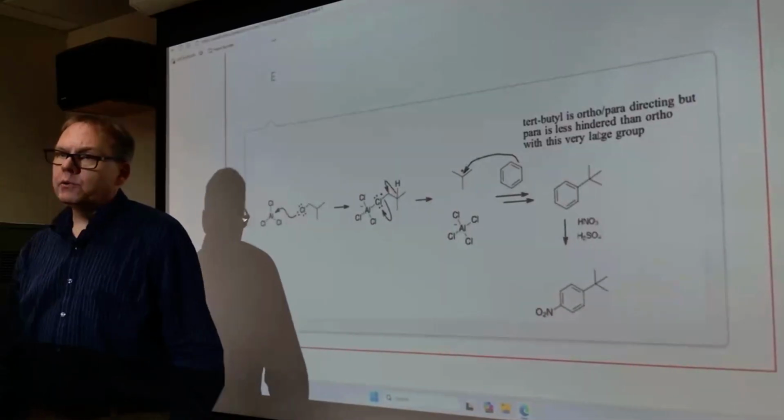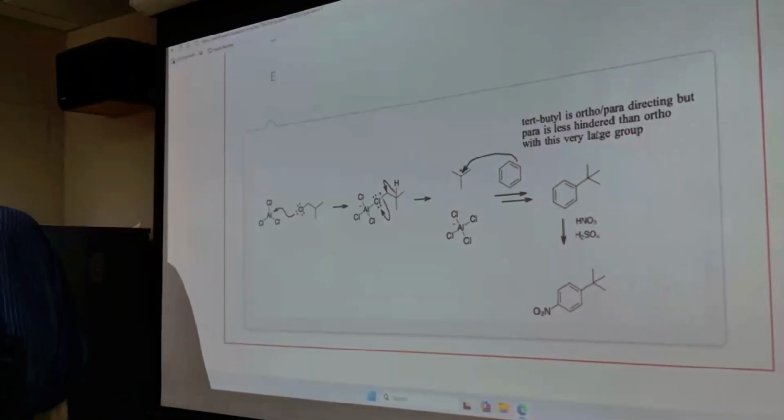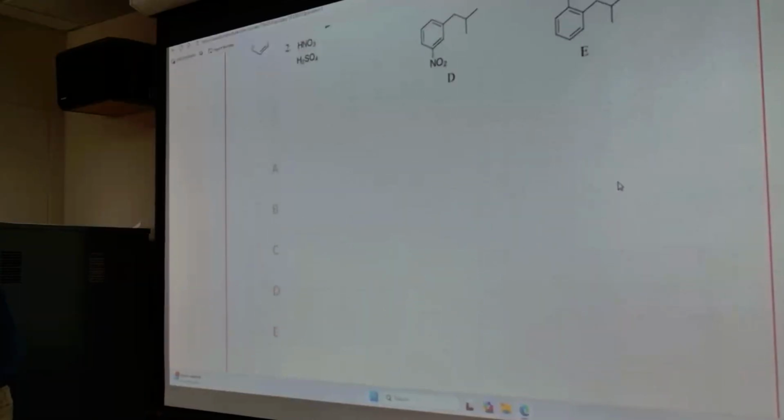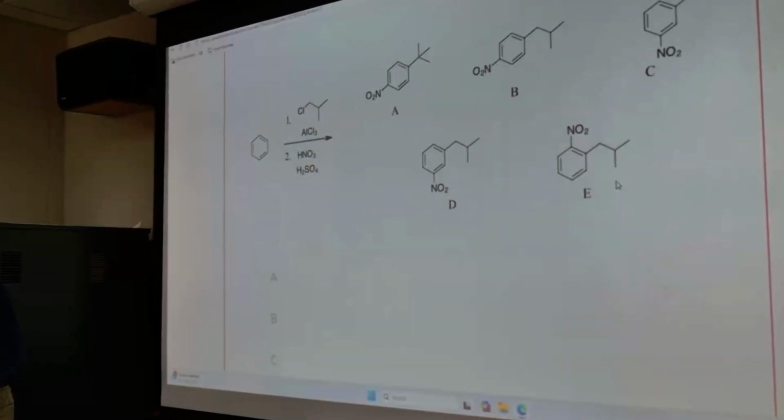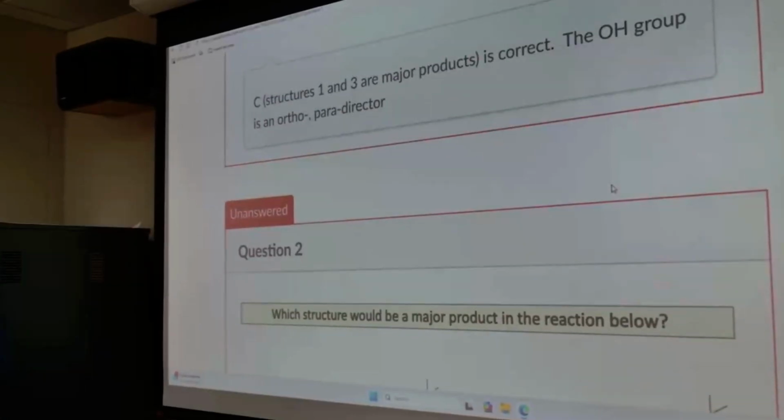So that's how that one works. So the correct answer for this one is, let's just see, A, B, C, D. It is A. So let's take a look at these statistics for this.